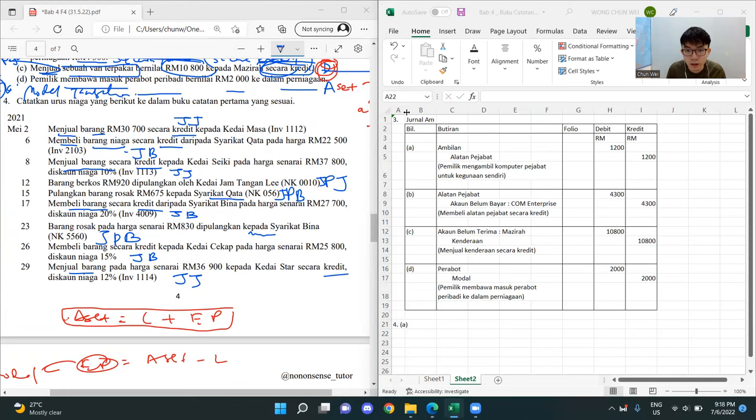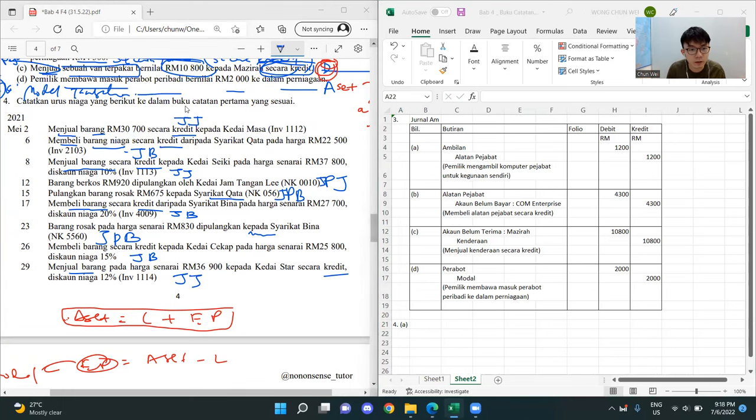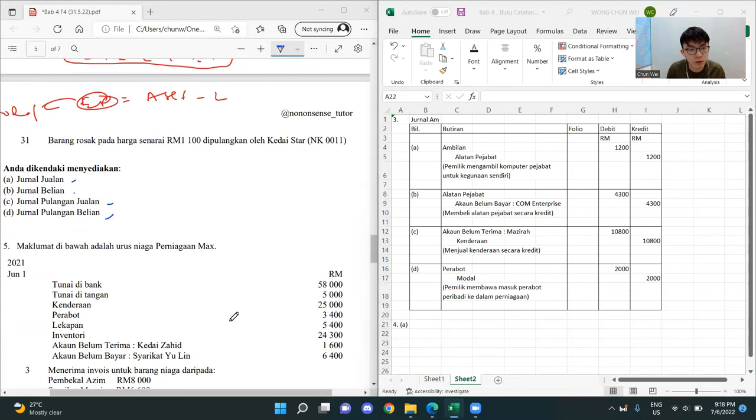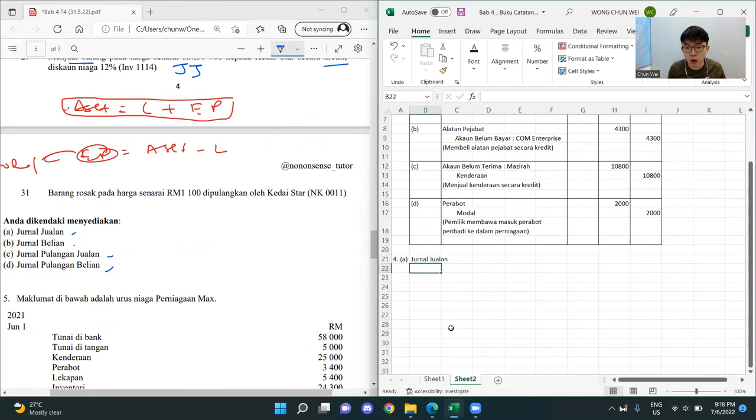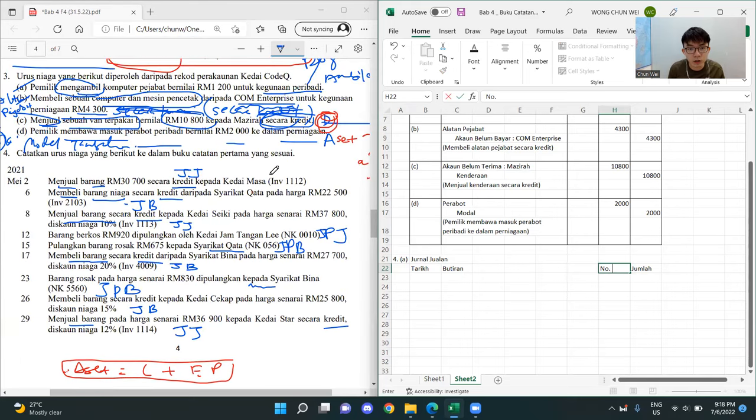Alright, so first, let's buatkan the format. So for the first one is jurnal jualan. So here you can put jurnal jualan. Then you draw out the format. So there is a tarikh, there is a butiran, then we got jumlah here. Number document. Do we have number document here? Now you see all these are the number document. Right, it's given the question, therefore we put number document.